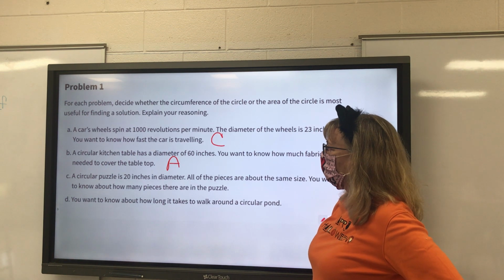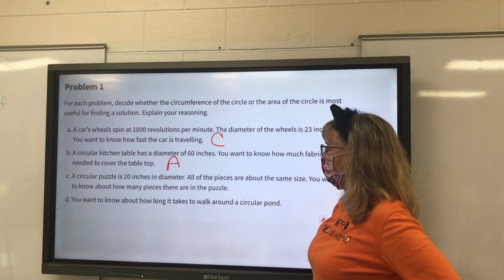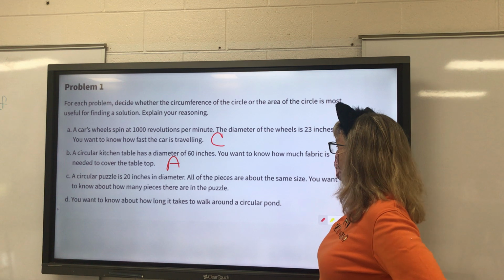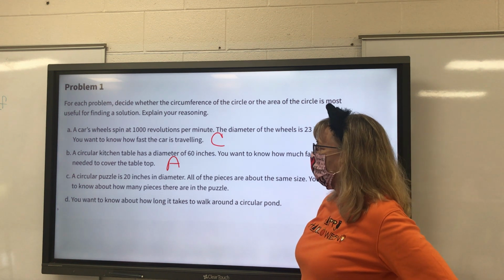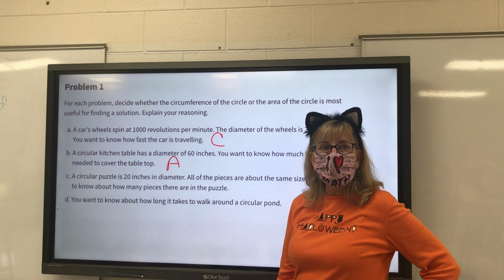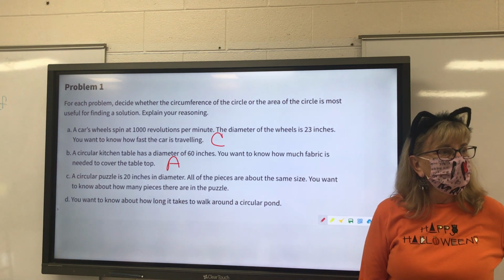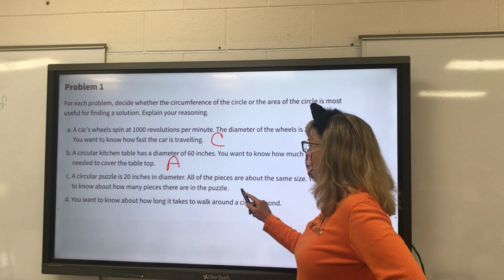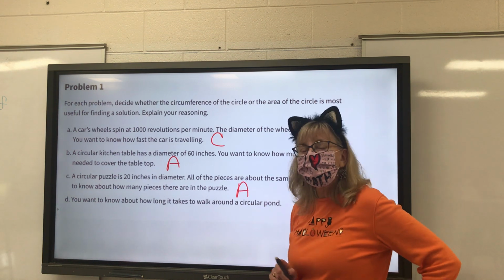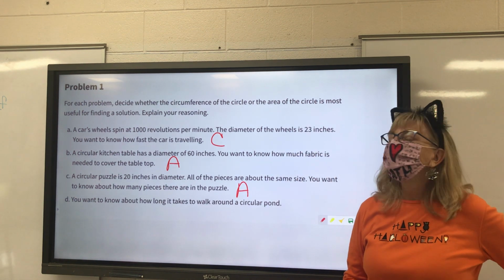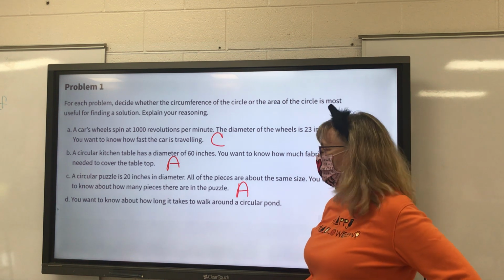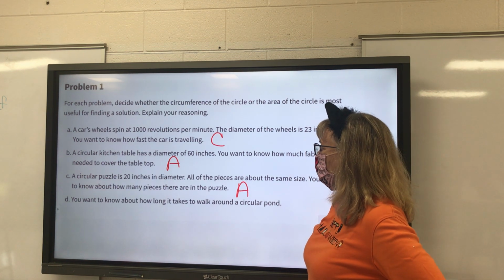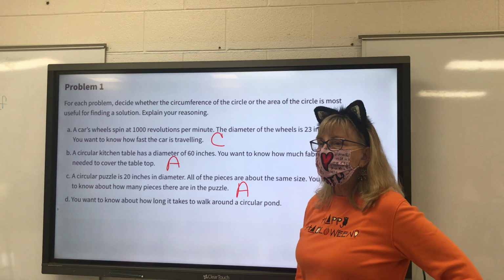A circular puzzle is 20 inches in diameter. All of the pieces are about the same size. You want to know how many pieces are in the puzzle. Kimberly, area. Do we agree with her? Yes. Why area? Because it said how many pieces are in the puzzle, so we're covering the inside of the puzzle. You want to know about how long it takes to walk around a circular pool.